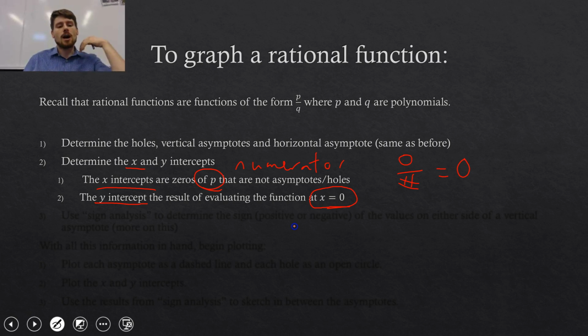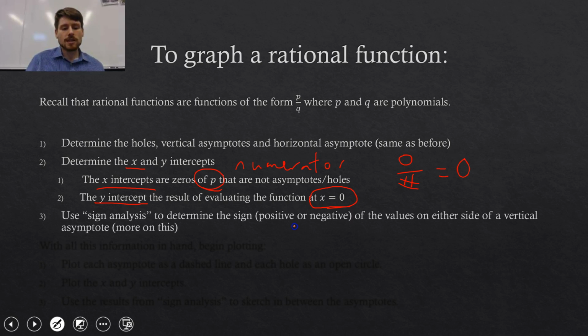And then the last thing, once you've got the x-intercepts, the y-intercept if there is one, the holes, the vertical asymptotes, and the horizontal asymptotes, we're going to do this thing I call sign analysis, where we want to figure out what is the sign, positive or negative, of the answer to the function if we're close to the vertical asymptote. So just to the left of the vertical asymptote, what's the sign going to be? And just to the right of the vertical asymptote, what's the sign going to be?